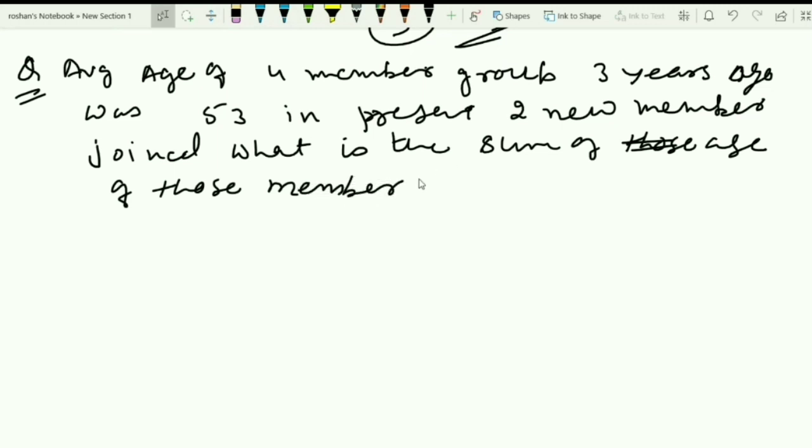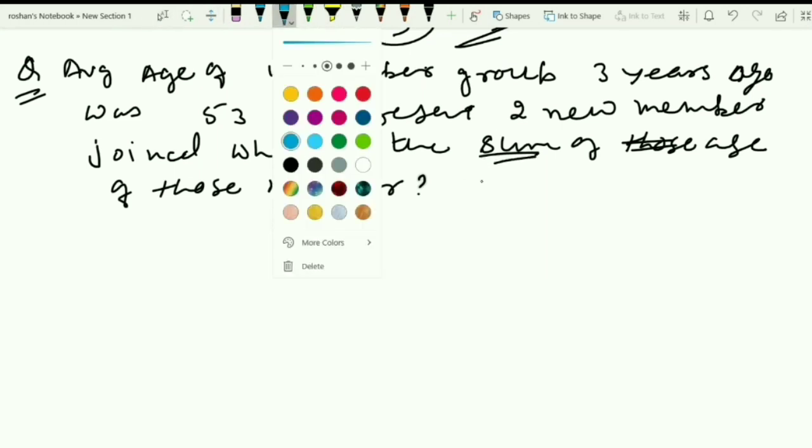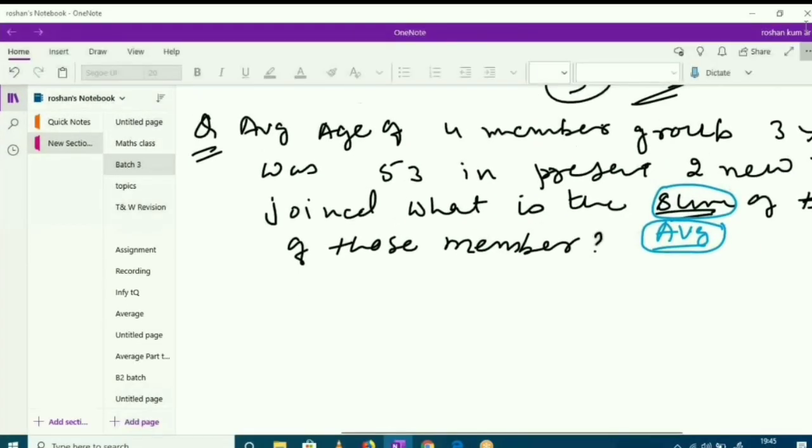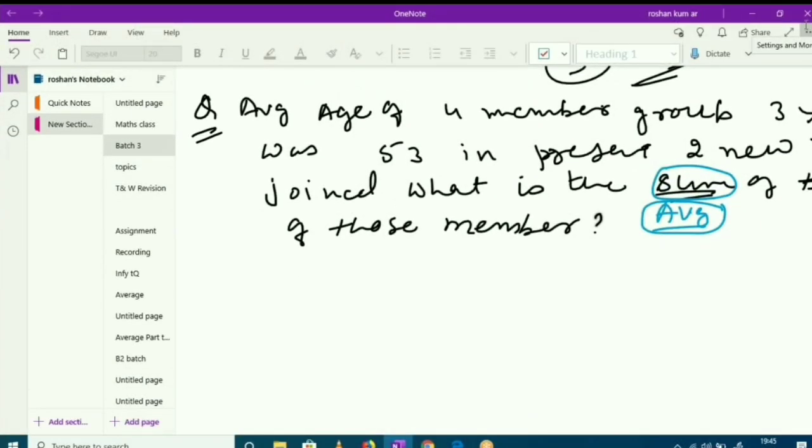Please bear with me with my handwriting. I hope you understand. Instead of sum, I can also ask what is the average of age of those members. So these are the two possible questions from this structure. I want you people to take it as homework, solve it, and come back when we'll be meeting the next time. Is this clear to every one of you? Ye kahani sabko samajh mein aa gaya kya? All of you followed this? Yes, sir. Theek hai beta.